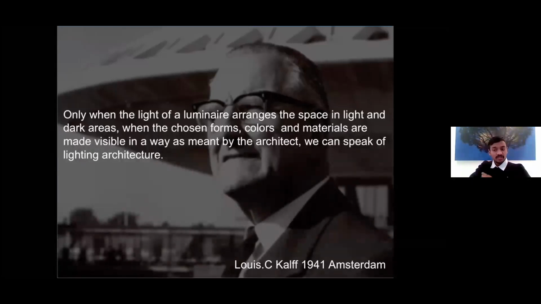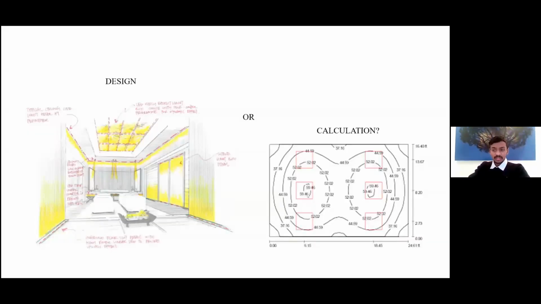Only when the light of the luminaire arranges a space in light and dark areas, when the chosen forms, colors, and materials are visible in a way meant by the architect, can we speak of lighting architecture. We will talk about this with this example. So, what is the first thing that comes into your mind when you talk about lighting design?